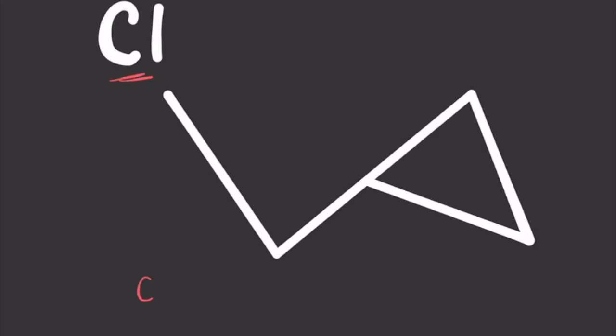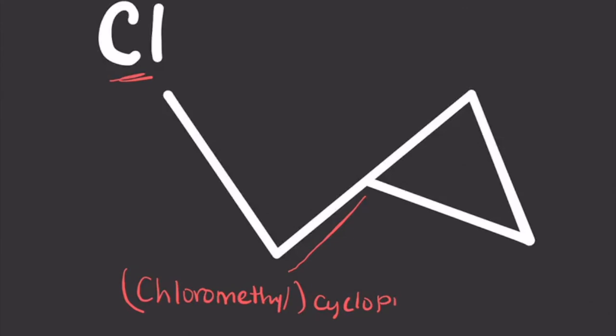And we would call this compound chloromethyl, for this methyl right here, chloromethylcyclopropane.